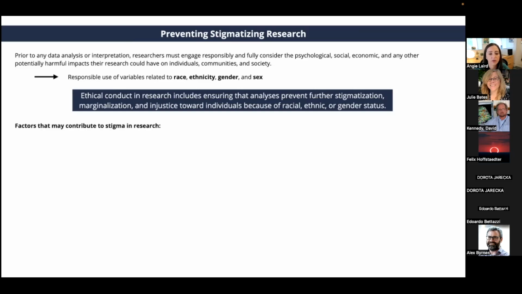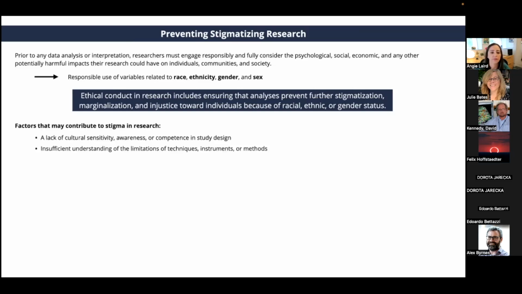Factors that may contribute to stigma in research include a lack of cultural sensitivity or competence about the study design or insufficient understanding of the limitations of the dataset, improper scope, such as not including relevant variables or inadequate context, failing to contextualize, leading to overgeneralization of findings, overstating the significance of findings by making inaccurate assumptions, or insufficiently acknowledging the limitations of the study.